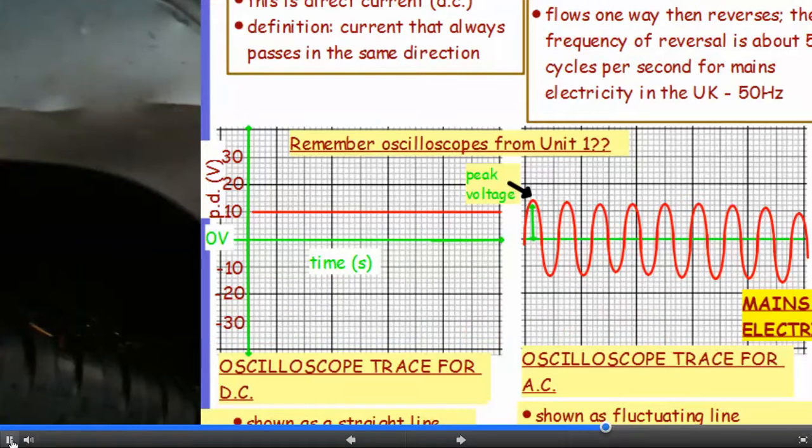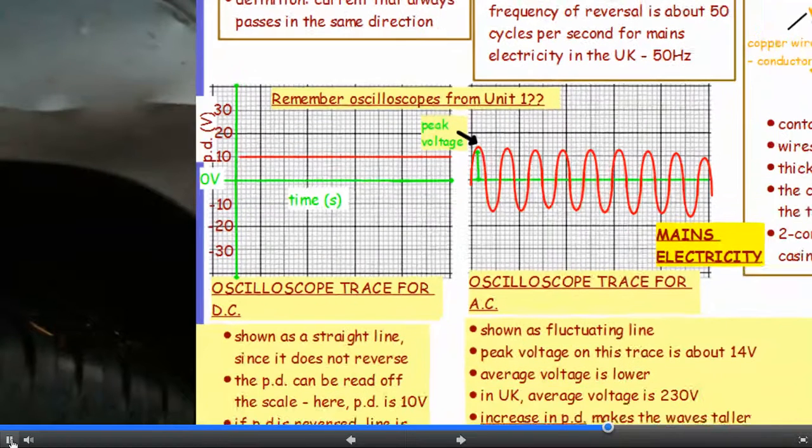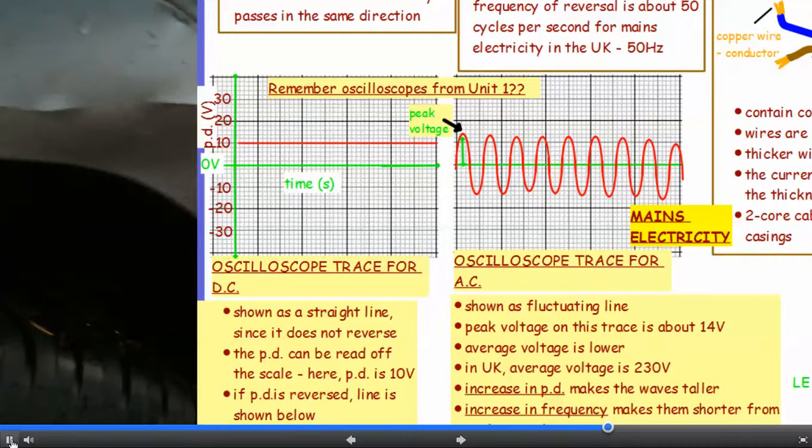So you can show DC and AC on oscilloscope traces. We talked about oscilloscopes in Unit 1. So on the left here we've got the oscilloscope trace for DC current. Now for DC current it's shown as a straight line because it doesn't reverse. And the PD can be read off the scale. So here, for the red line, the PD is 10 volts. But if PD is reversed, then the line is shown below that line.